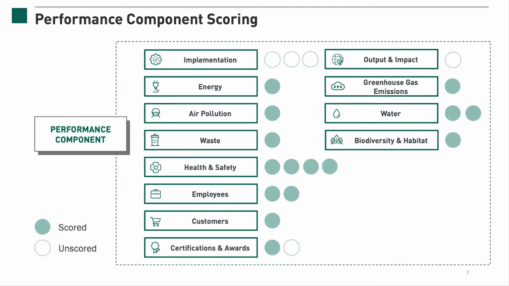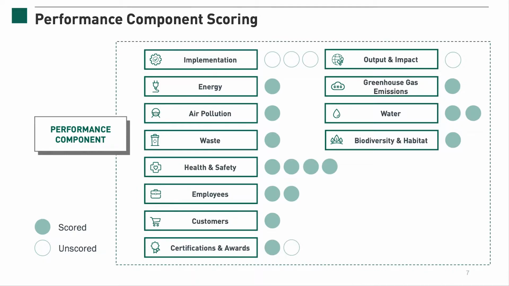There are 12 aspects in the performance component, which are further divided into 20 indicators, here represented by the green circles, 15 of which are scored. These indicators are presented in three different formats. First, there are the indicators that collect qualitative information. The implementation and certification and awards indicators are of this type.